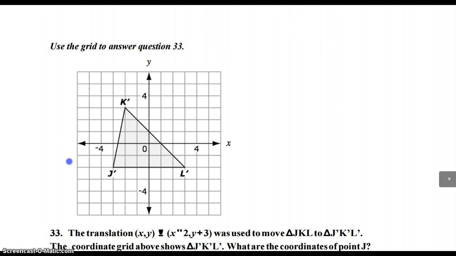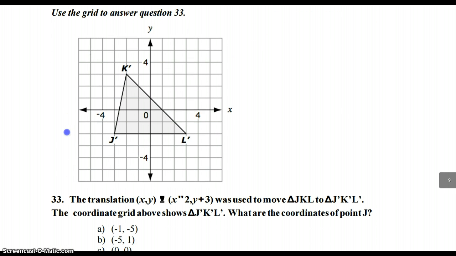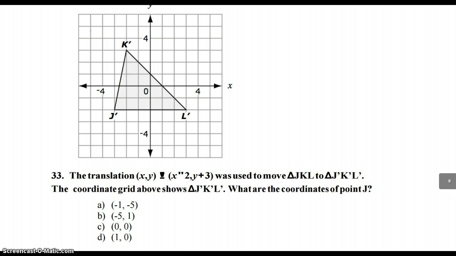Alright, number 33 is kind of interesting. They give us a triangle in a coordinate grid for number 33. And it says we have a translation that takes place. And it's kind of goofy and funky notation here. So let's just read on and see what's going on here. A translation means we're moving something. So it says a translation was used to move triangle JKL to triangle J prime, K prime, L prime. That's what these little marks stand for. Okay. So the coordinate grid above shows J prime, K prime, L prime.